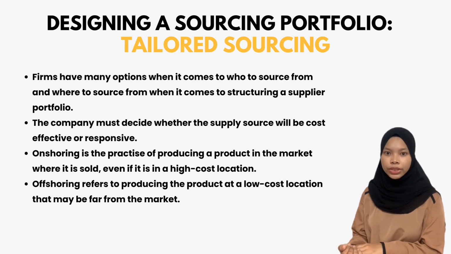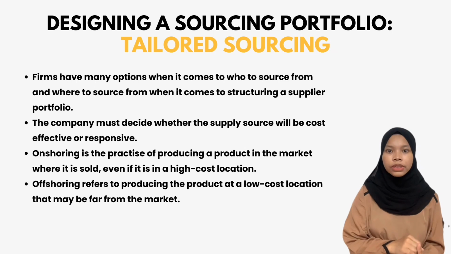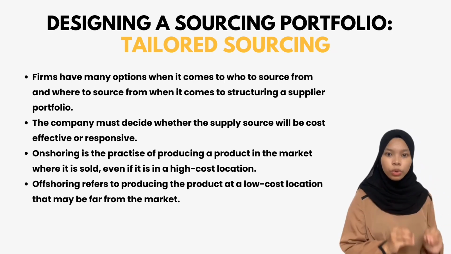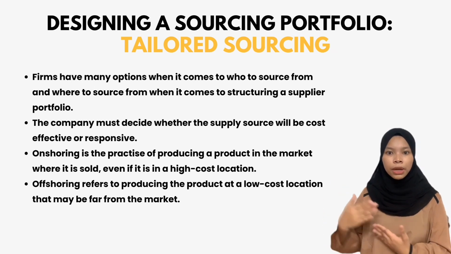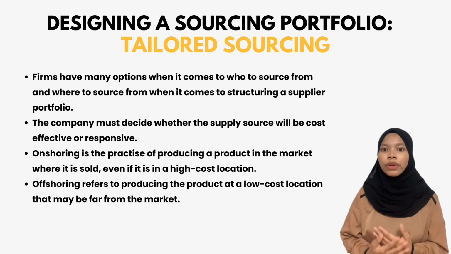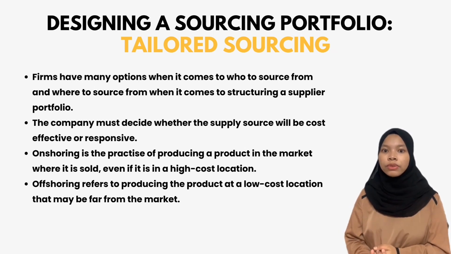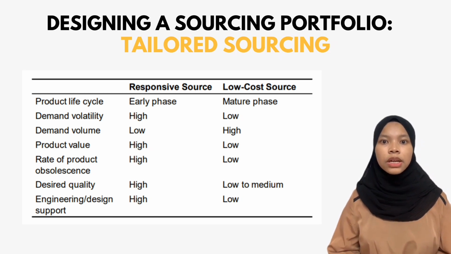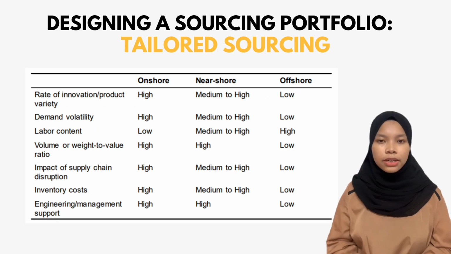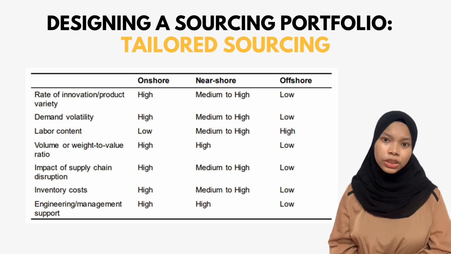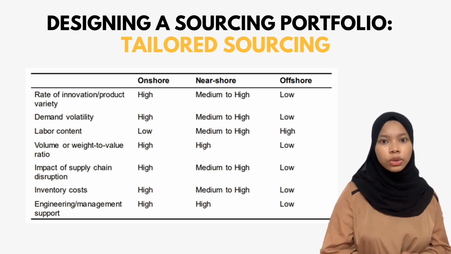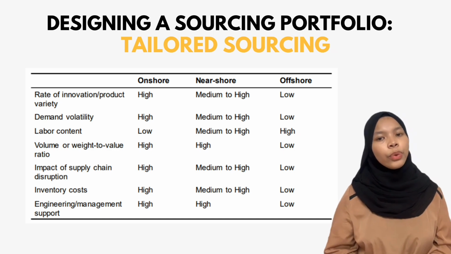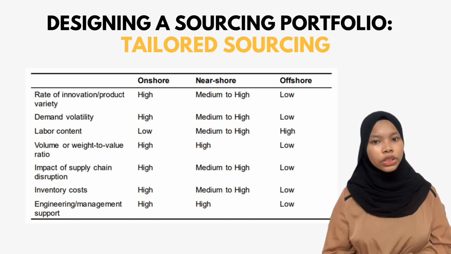Onshoring is the practice of producing a product in the market where it is sold, even if it is in a high-cost location. Offshoring refers to producing the product at a low-cost location that may be far from the market. In this section, we discuss a variety of factors that influence the design of the sourcing portfolio. So, this table identifies factors that favor the selection of a responsive or low-cost source. In general, responsive sources will be onshore or nearshore to allow for a quick response. Low-cost sources can be found anywhere, but cost is frequently the primary reason for going offshore or nearshore. We identify some factors that influence the sourcing location decision in this table.